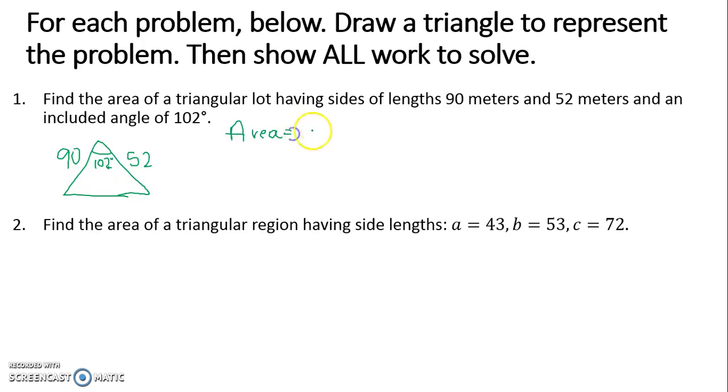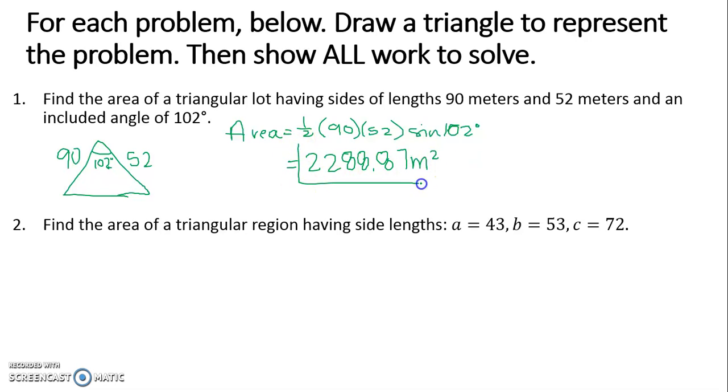So area equals 1/2. I'm going to use my two sides, 90 times 52, times sine of my angle, which is 102 degrees. And then I can just type that all in at once, and I got 2,288.87 meters squared. So that would be the area of that triangular lot.